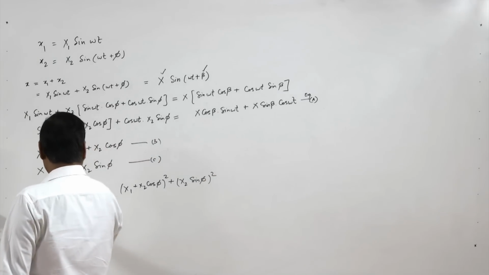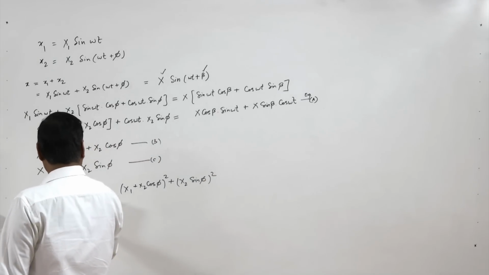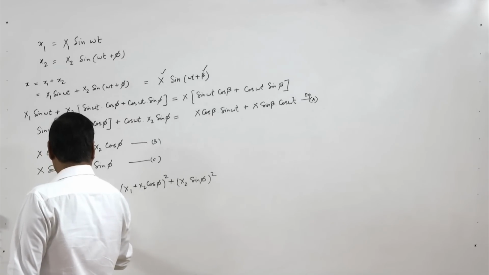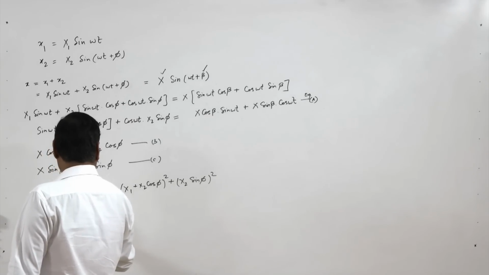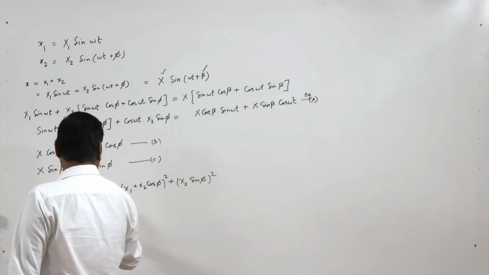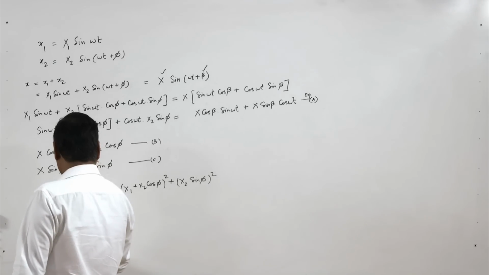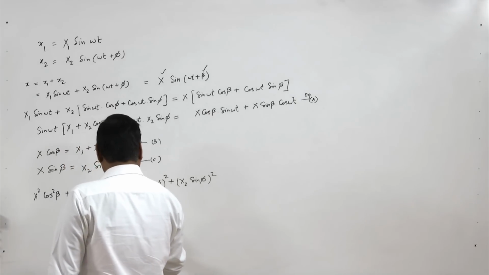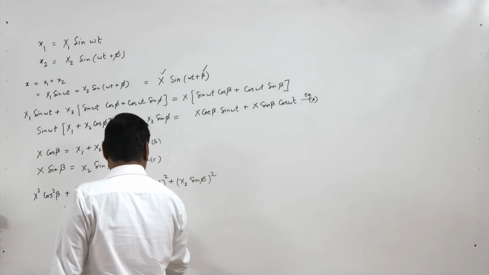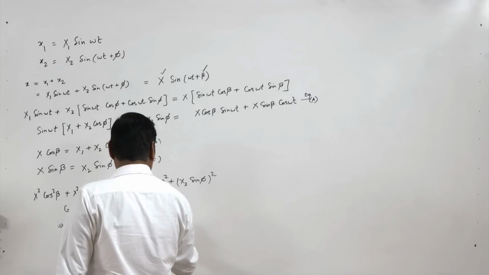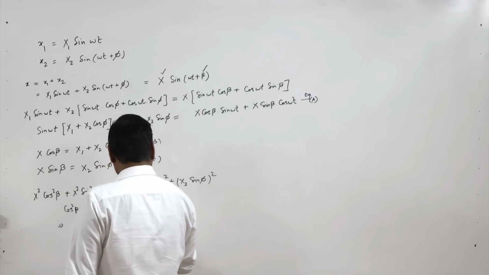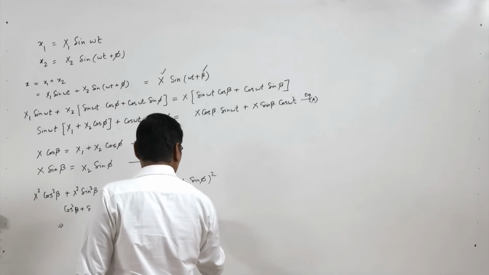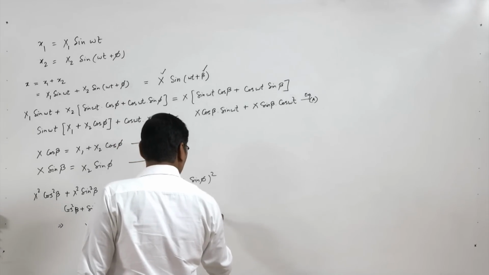Now, we know that cos square beta plus sin square beta equal to 1. Therefore we can write x square equal to (x1 plus x2 cos phi) whole square plus (x2 sin phi) whole square.